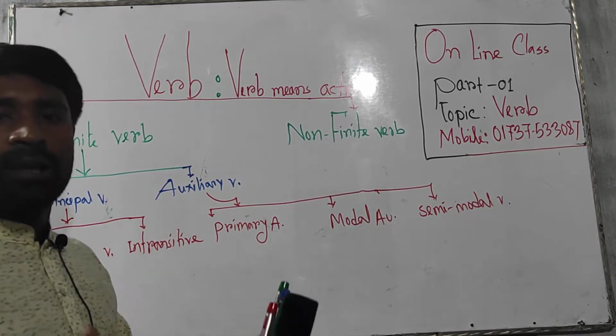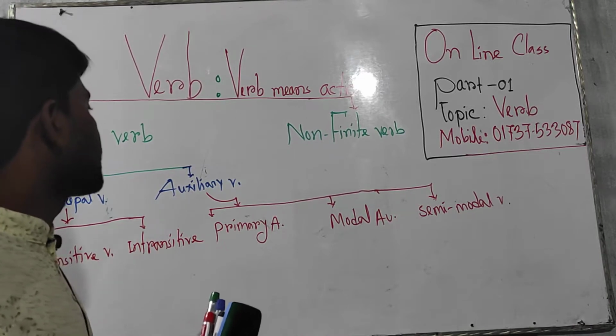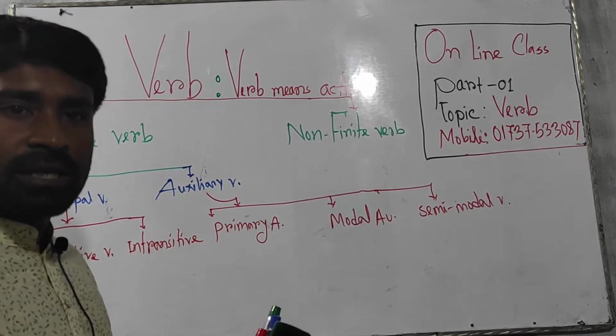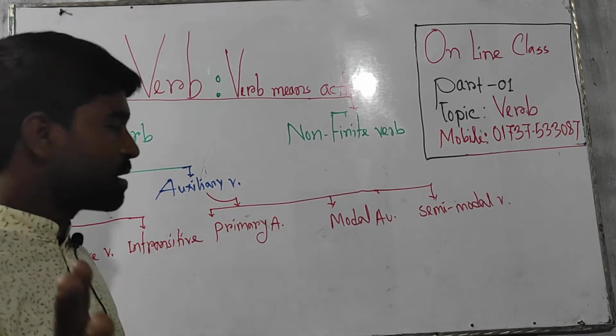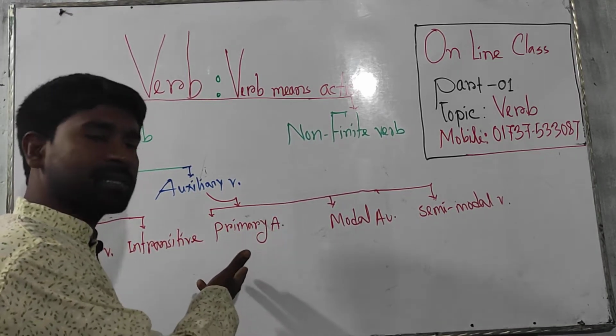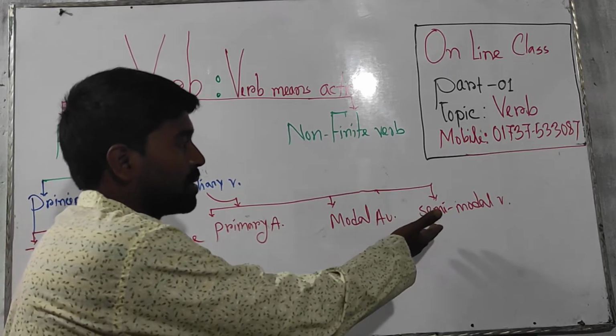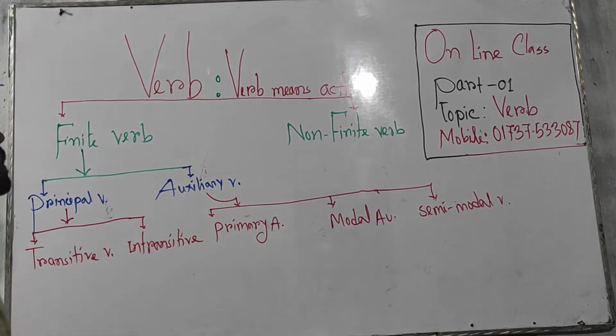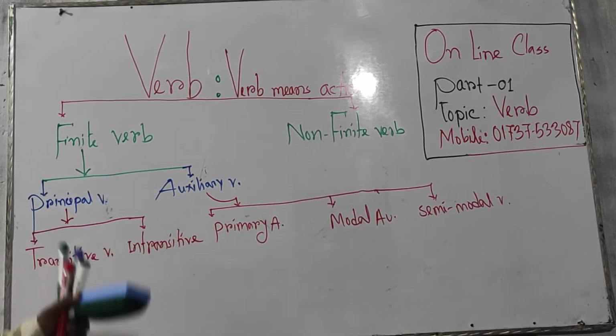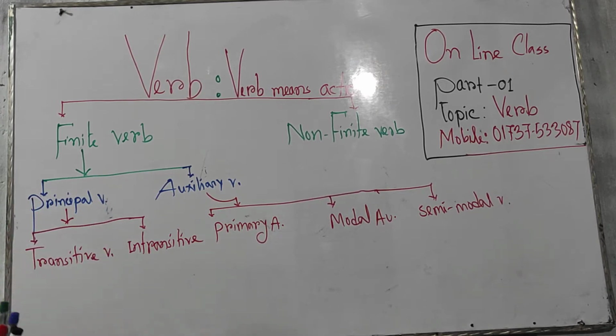Okay, if any teacher asks you a question, what is called auxiliary verb and how many kinds of auxiliary verb, at that time you will give the answer. There are three kinds of auxiliary verb. Number one, primary auxiliary. Number two, modal auxiliary. And number three, semi-modal verb. That means the auxiliary verb. Okay. Today I am also discussing the topic of finite verb. Okay.